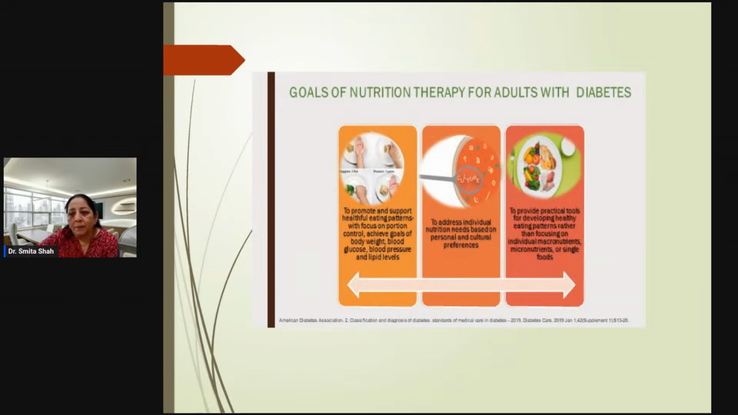And provide practical tools for nutrition. You must explain the food exchange and the carbohydrate content. You can give them some knowledge of carbohydrates, and there are so many applications available on the net that patients can use. You can give them household measurements, like katori and glasses. Practical knowledge is most important for the patients, focusing on individual nutrition therapy.